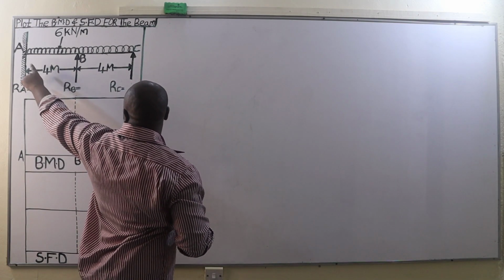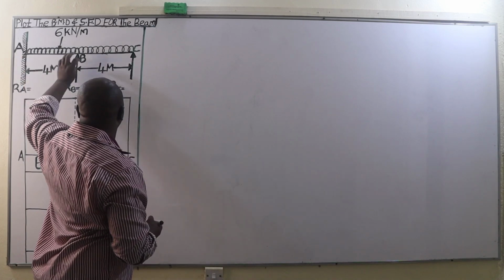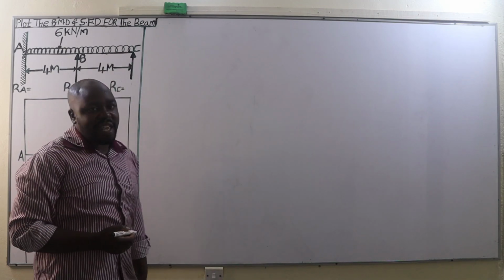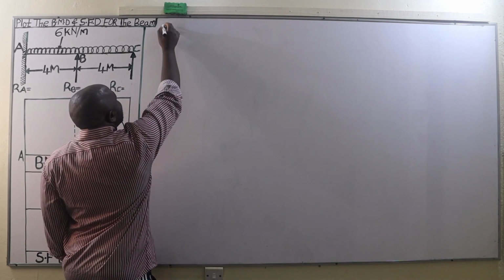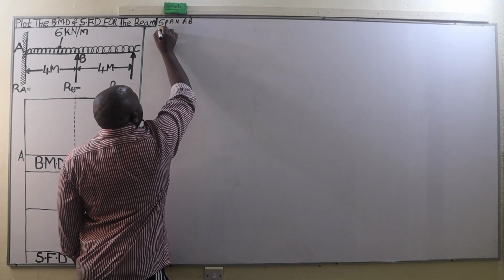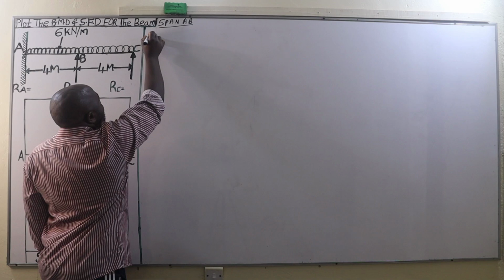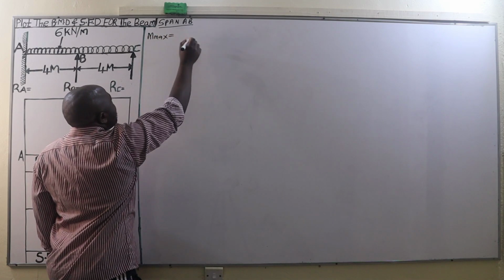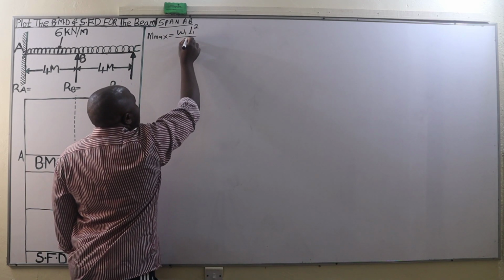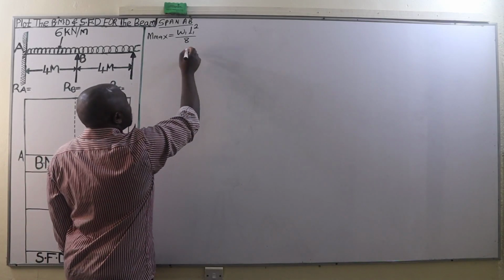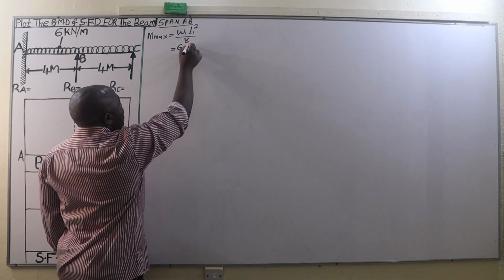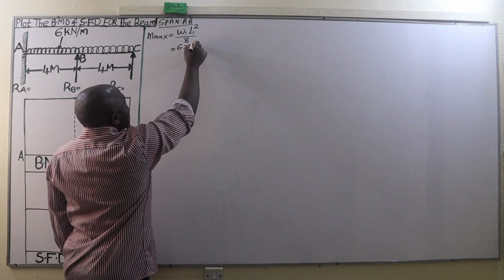calculating the maximum bending moment on the span A to B, and the maximum bending moment as well on the span B and C. And we are going to begin with the span AB. Therefore, we go to the span A to B. And for the span AB, the maximum bending moment will be given by W1 L1 squared divided by 8, which in this case, W1 is 6 kilonewtons per meter multiplied by the span over which it is distributed, that is 4 meters.